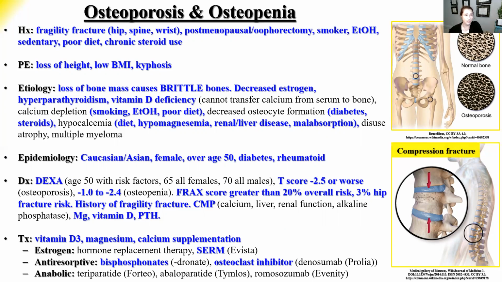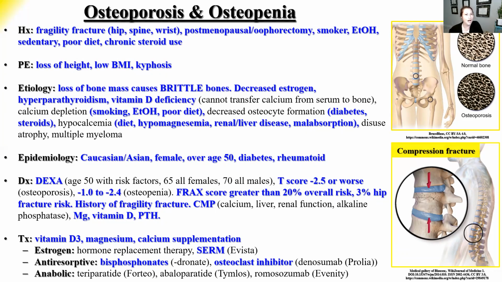People who are sedentary, they don't exercise, so they're not stressing their bones to promote growth. People who have poor dietary intake of calcium and vitamin D, and people who have chronic steroid use. Steroid use turns on the pathway to make fat cells and turns off the pathway to make bone cells. So we know there's a huge correlation with chronic steroid use and osteoporosis.